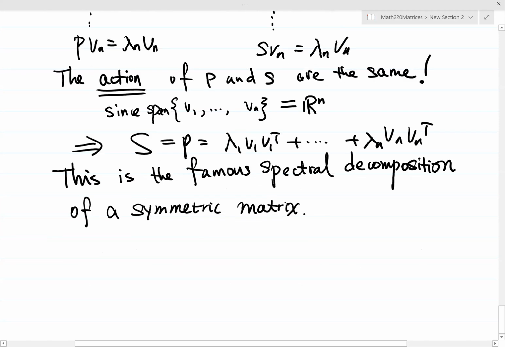Now you need to be careful. If we have a general matrix, we can write down its eigenvalues, but if you do it this way, you will have trouble. For a general matrix, we may fail to write it in this form. It's a special property that works for symmetric matrices. That's the spectral decomposition.